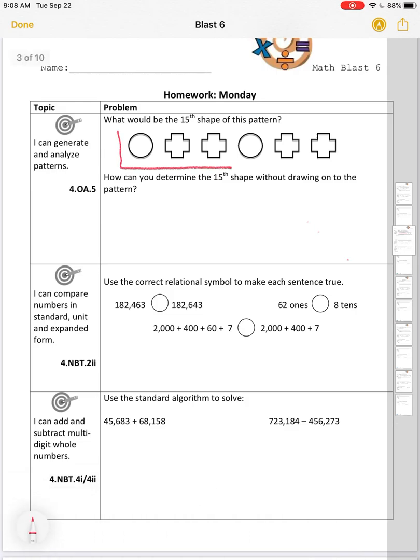I notice that the pattern is created by three terms: a circle, this plus sign, which I also know is called an irregular dodecagon, and another irregular dodecagon, before the pattern repeats: circle, irregular dodecagon, irregular dodecagon. So I know that 15 is a multiple of 3. 5 groups of 3 is 15.